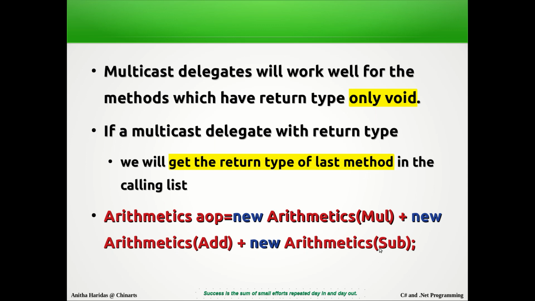Now what is the last method in this calling list? The first method is multiply, the second method is add, and the third method is subtract. So subtract is the last method which will be invoked in this particular list. Whatever value is returned by the subtract method will be the return value of this delegate reference, which is used for invoking more than one method. So in a multicast delegate, if you have a return type, then the return value of the last method in the calling list is taken. This point you have to note.